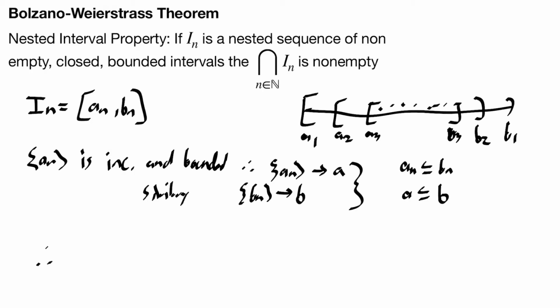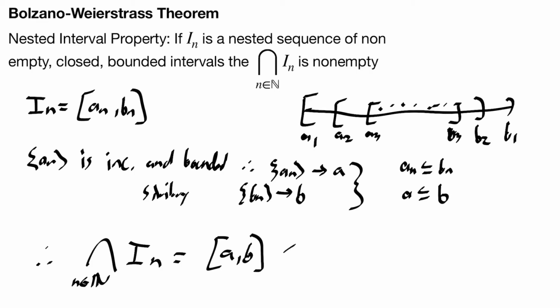So therefore, the intersection, and this is the infinite intersection that you all probably remember from transition classes, and it brought you great joy in that class, and it will bring you joy every time that you see it from now on. So therefore, the intersection of all the I_n over all the natural numbers is simply the interval [a, b]. And so this is non-empty.